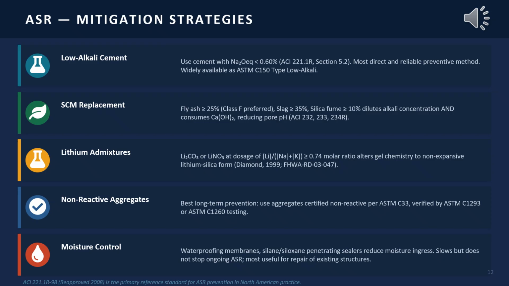The third strategy is lithium admixtures, specifically lithium nitrate or lithium carbonate. These work by altering the chemistry of the ASR gel so that it forms in a non-expansive crystalline form rather than an expansive amorphous form.